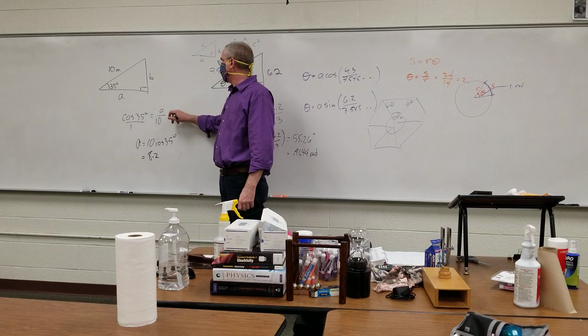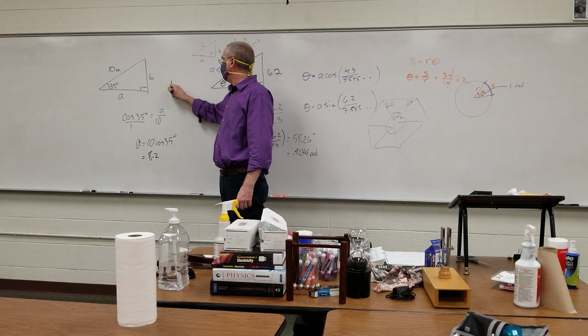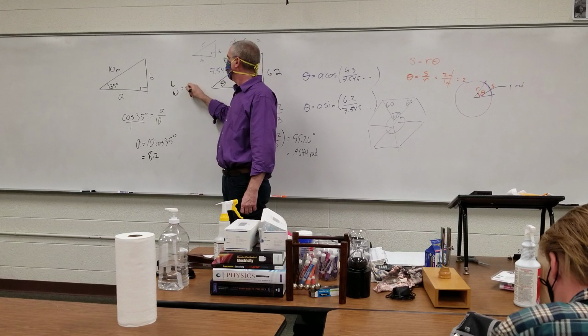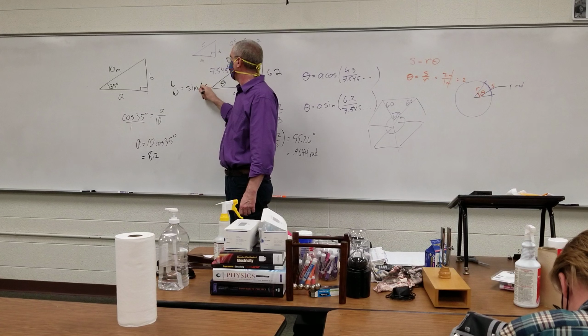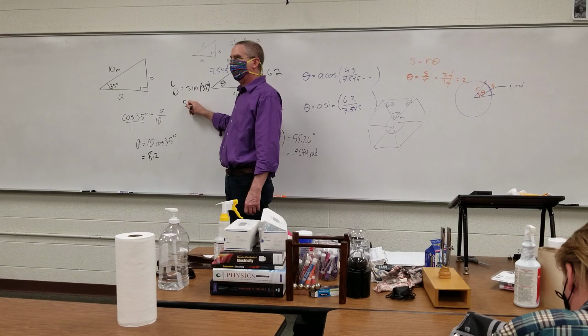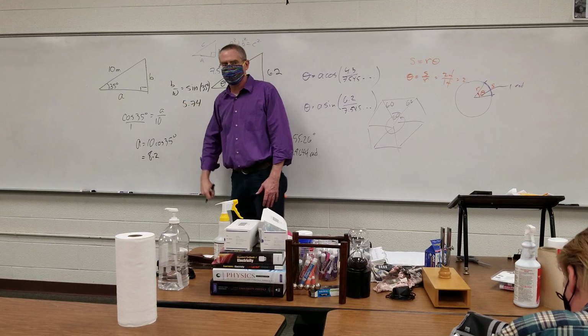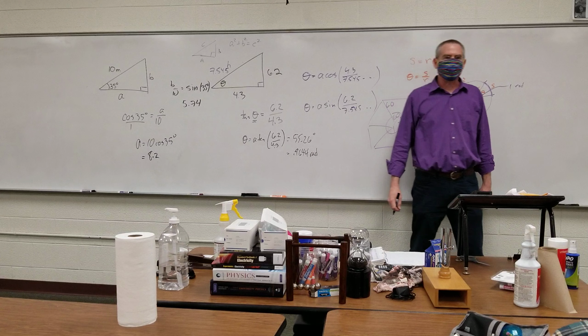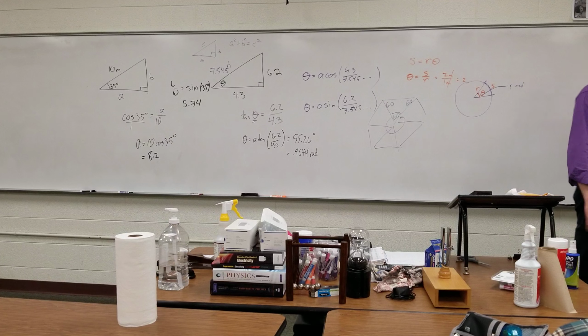But if we're using trig, then I know B over 10 is equal to sine of 35 degrees. 5.8. 5.74, excuse me. All right, so we have our two answers right there. The math part, we're feeling good with.